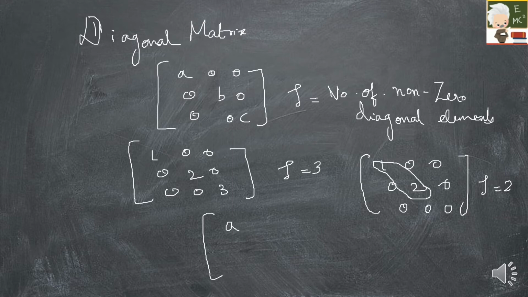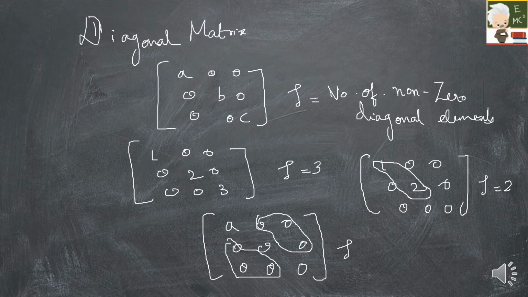One more example: a 0 0, 0 0 0, 0 0 0. Again, this is a diagonal matrix, with an upper triangle and a lower triangle of zeros. So here your rank will be 1 because there is only one non-zero diagonal element. Hope everyone got it. So this is for a diagonal matrix.